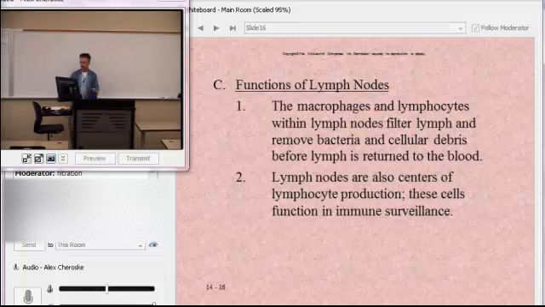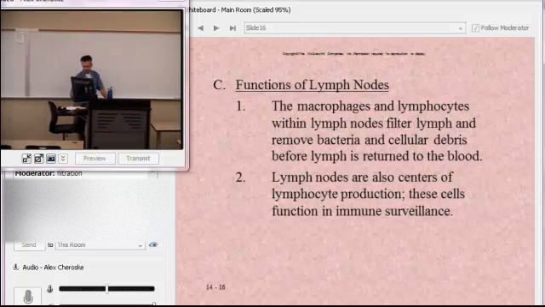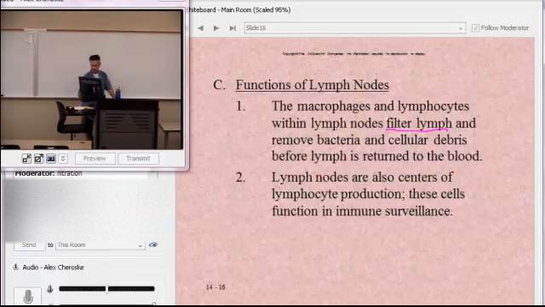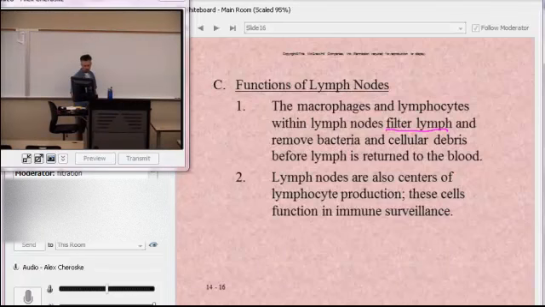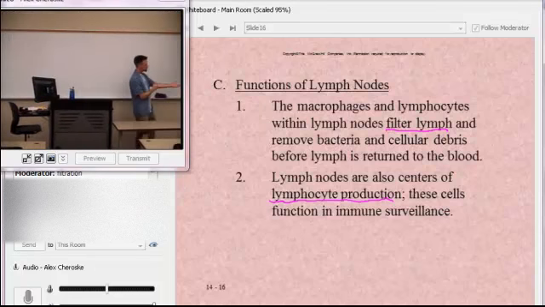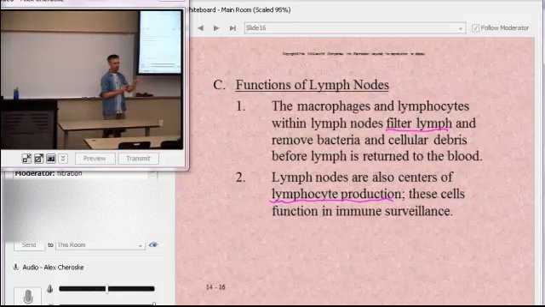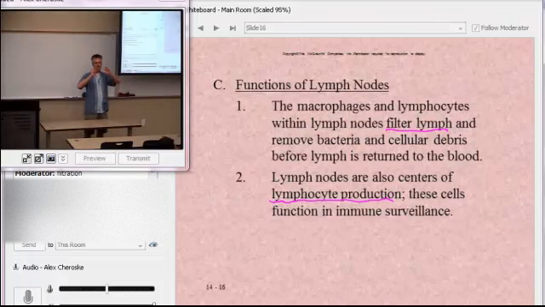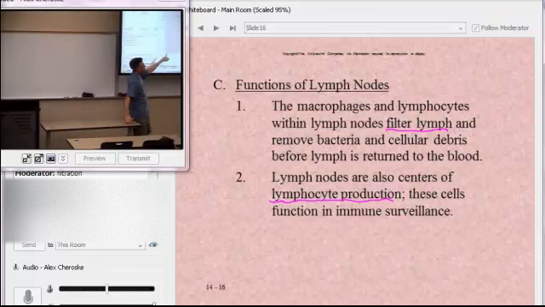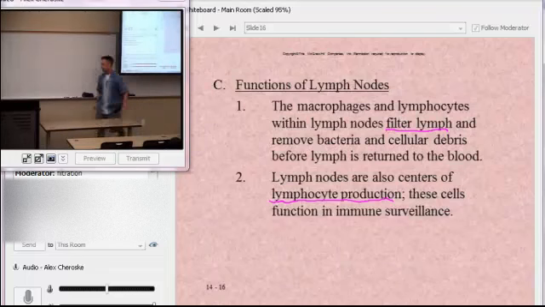Okay, so we said that macrophages and lymphocytes are going to filter the lymph, removing bacteria and cellular debris. They also serve as a local production site for lymphocytes. So lymphocytes not only can be produced in the red bone marrow, but they can actually have little production sites in the lymph nodes as well. These are some of the few white blood cells that can be produced outside of the bone marrow. So they're unique in that way.